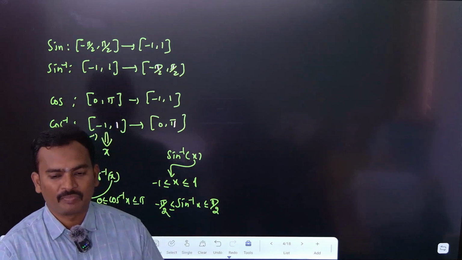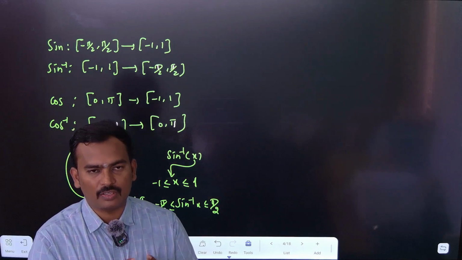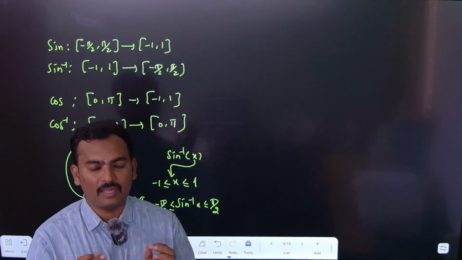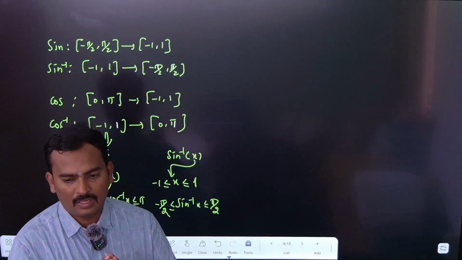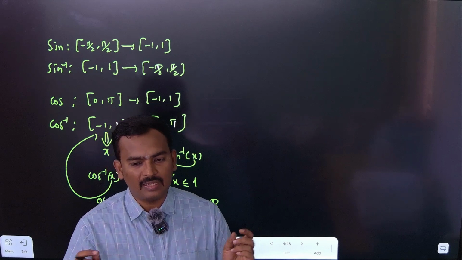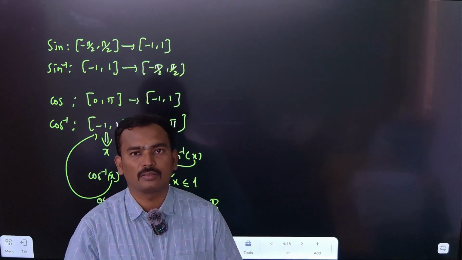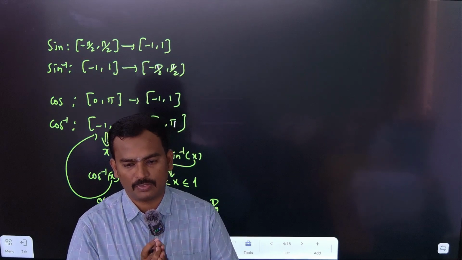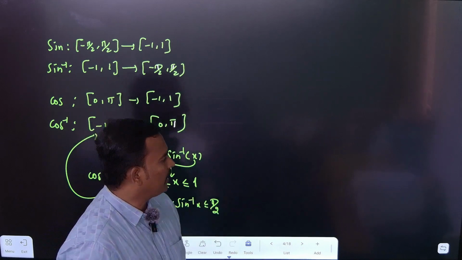Okay. And then the greatest integer function: domain any real number you take, but range is whole integer. And then when you take the fractional part function, any real number you take, but range is what? 0 to 1. Open interval 0 to 1 only is possible. Clear? Okay.